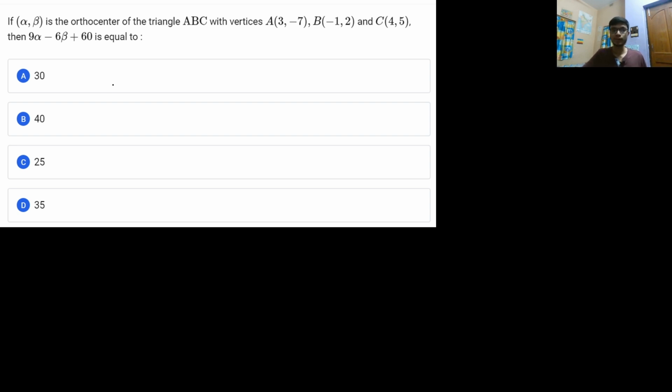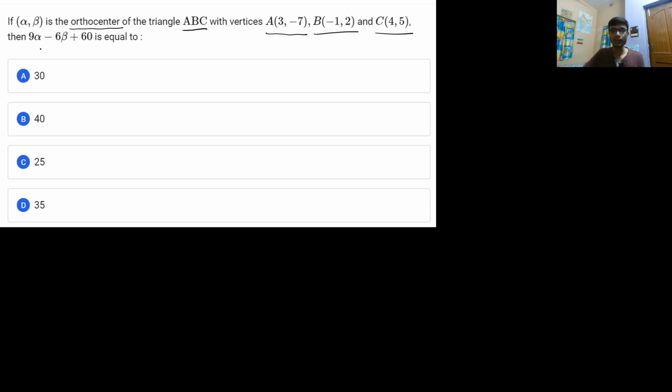So let us start with the first problem. The problem says that there is a point which is labeled as alpha comma beta, and this particular point is known as the orthocenter of a triangle ABC, with the vertices given as A, B and C. So it is asking you for the value of alpha and beta.